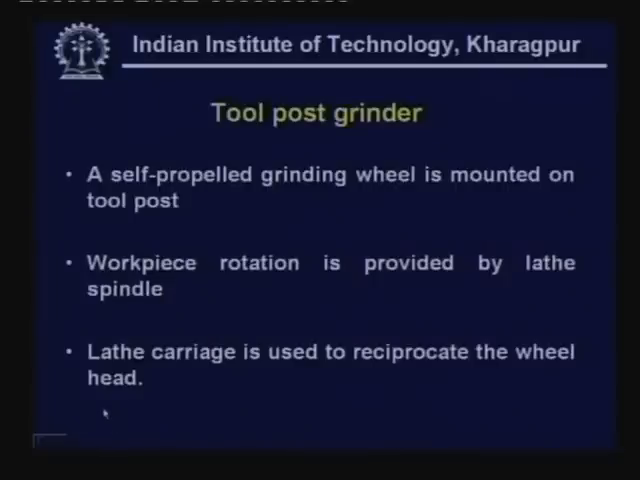We have also a tool post grinder. This tool post grinder is actually an add-on. It is an add-on means it is a self-propelled grinding wheel which is used for grinding a small round piece on a workpiece which is turned again in that lathe. Now, in this case, what happens? Just the tool post is removed and there on the tool post this self-propelled grinding wheel is used.